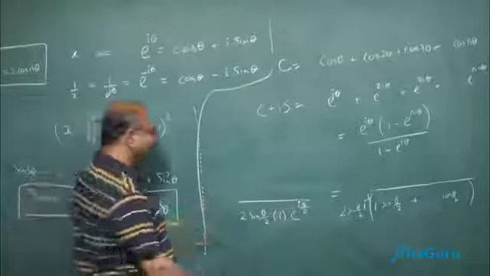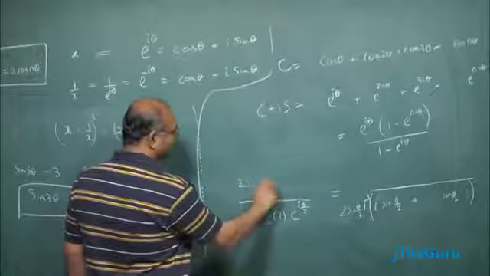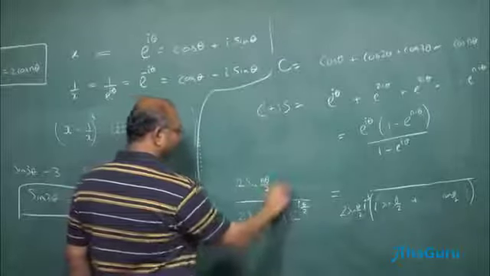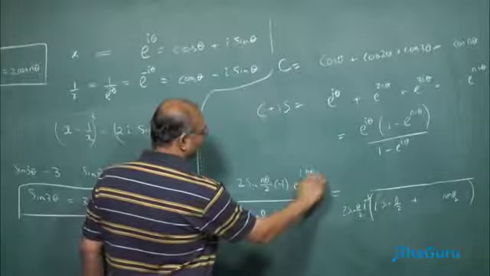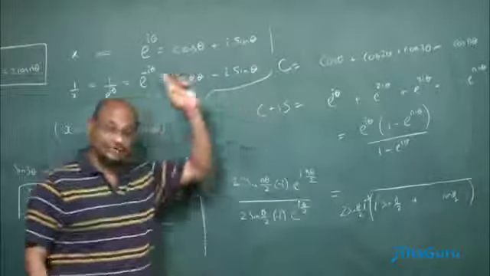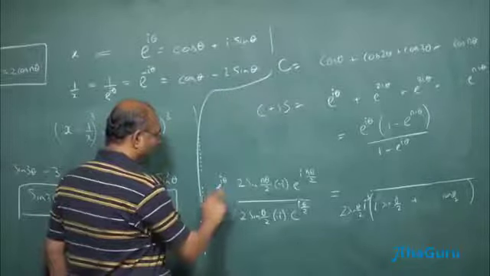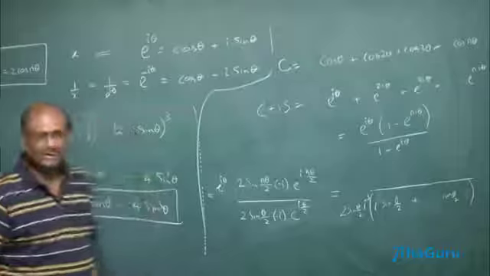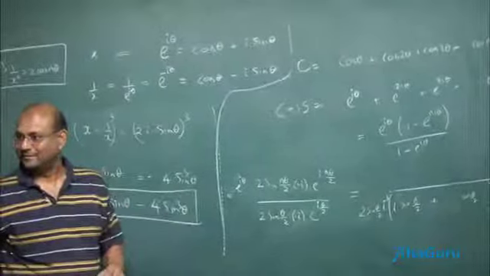That means the numerator is going to have 2 sine n theta by 2 into minus i, e power i n theta by 2. And there's an e power i theta. There is already an e power i theta. Why am I struggling so hard to bring everything in e power i theta form? Because then that will beautifully come out as cos theta plus i sin theta.